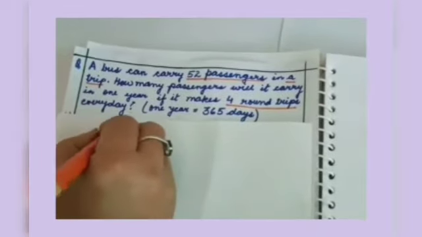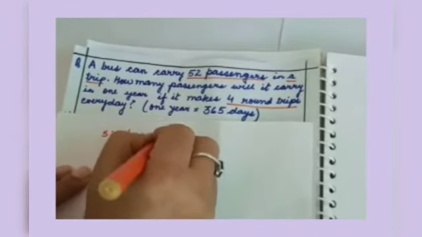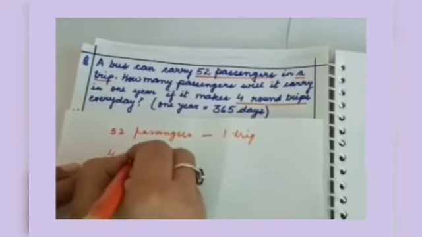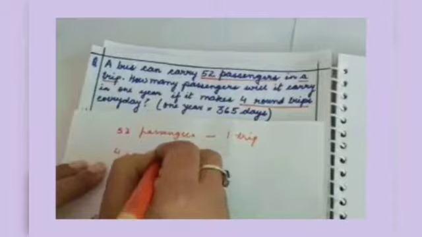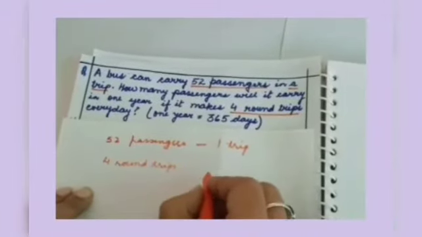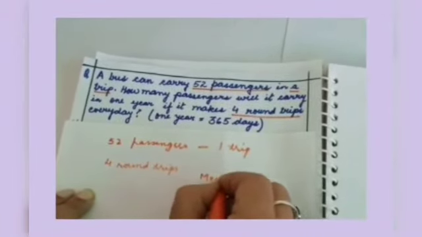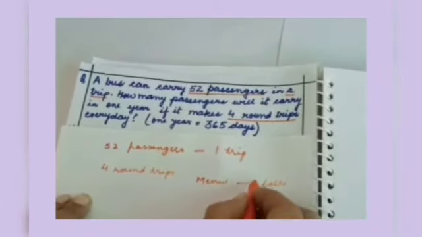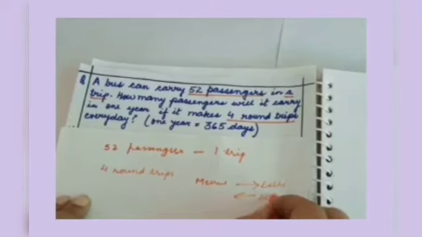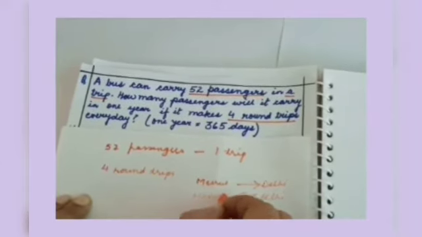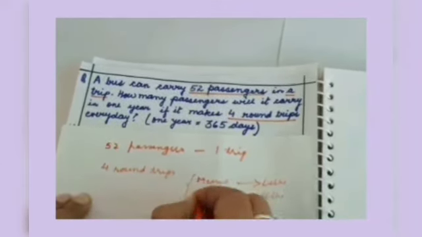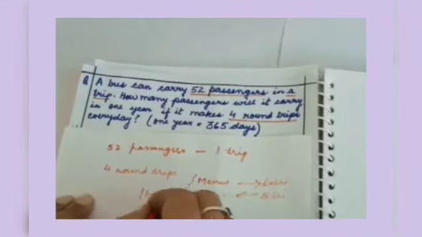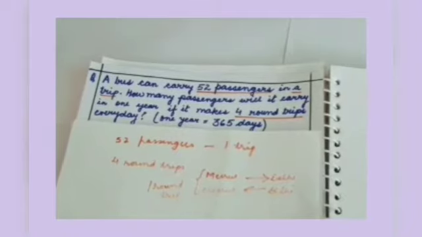Here it is, 52 passengers are carried in one trip and the bus is making 4 round trips. Round trip means that, for example, if a bus starts from Meerut and is going to Delhi, this is one trip, and when it comes back from Delhi to Meerut, this is the second trip, and these two trips together make one round trip. Have you understood, children, now?